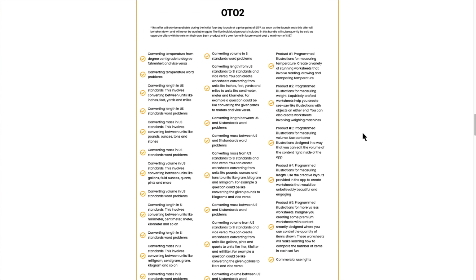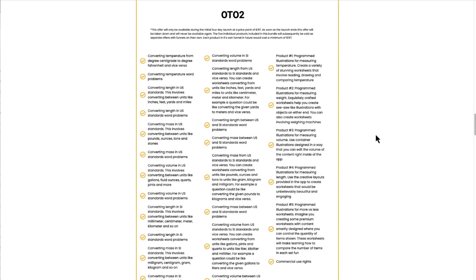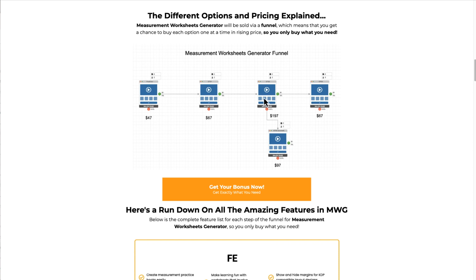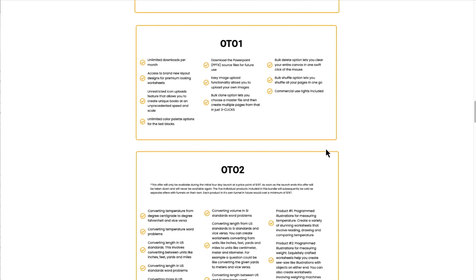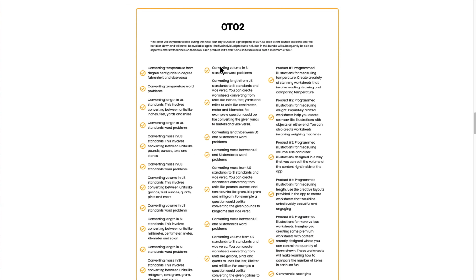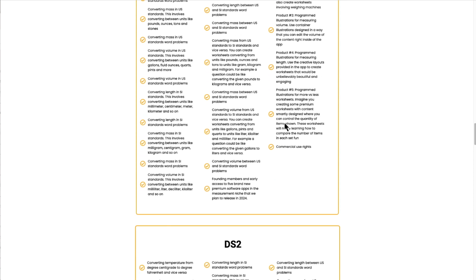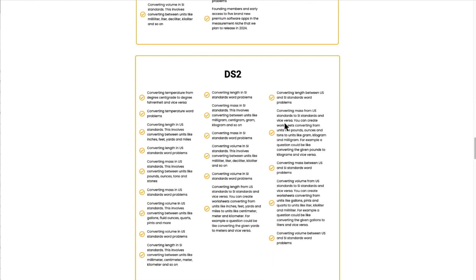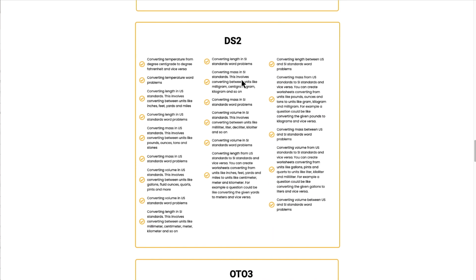Of course, OTO2 options will also be on the sales page. And if you're not interested in getting all of the templates or all of the products, you can get the $97 down sell, which, if you scroll down here, explains OTO2. These are all the products that you will get. Here you can see those products have been taken away inside of the down sell.